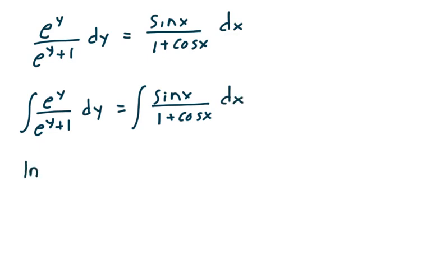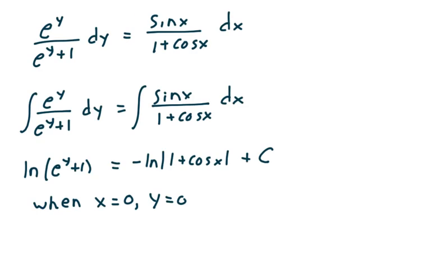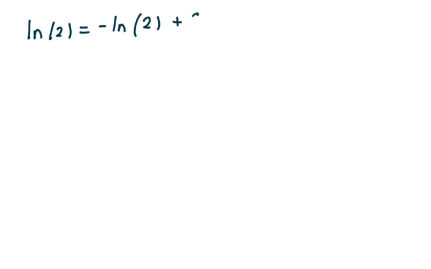So natural log of e to the y plus 1. That's the left side. The right side is negative natural log of the absolute value of 1 plus cosine x plus some constant c. I don't have to put absolute value bars around 1 plus e to the y because it's always positive. Now, when x is 0, y is 0. So what does that mean? That means natural log of 2, that's the left side, is negative natural log of cosine of 0 is 1, 1 plus 1 is 2. So we get negative natural log of 2 plus c. C is 2 times natural log of 2.